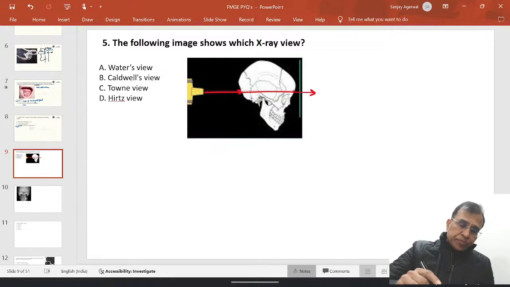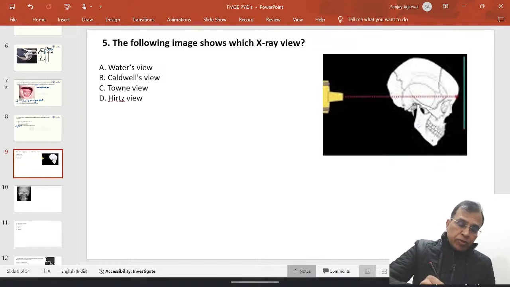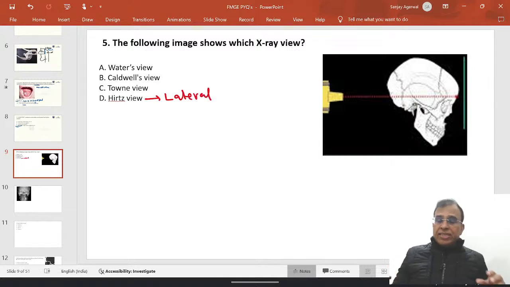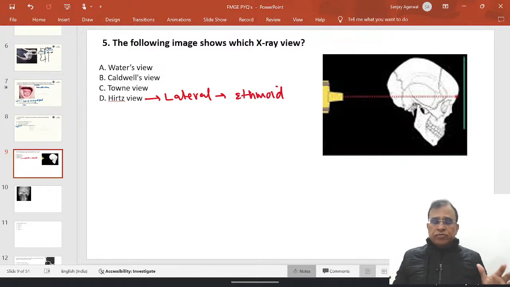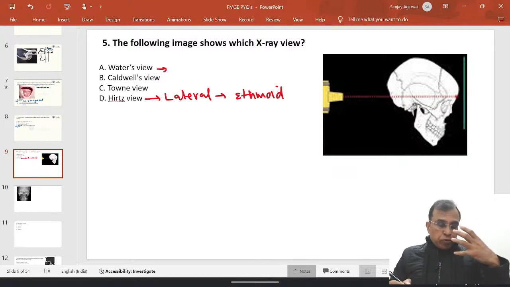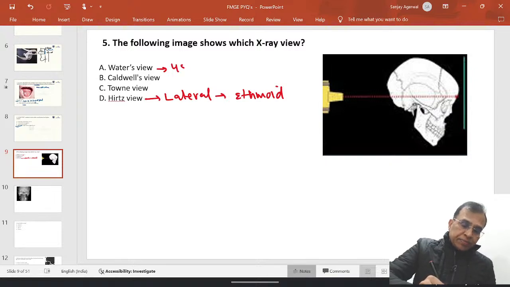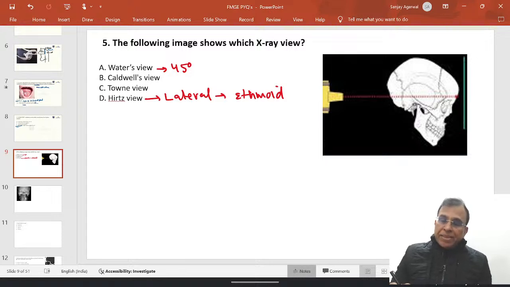Now Hirtz view, let me take this image sideways so that I can write. Hirtz view is a lateral view. It is taken from the side, and this is not a side view. It is done for ethmoidal sinus. Usually, it has other indications also from the ENT point of view. Then Waters view is an AP view, but with a 45-degree angle. In Waters view, we take an angle of 45 degrees, and that's why this is not it.